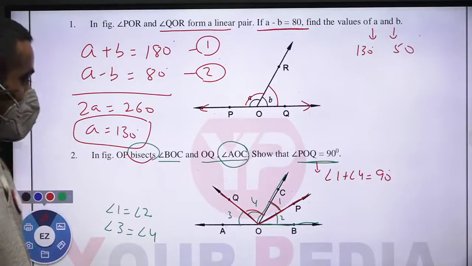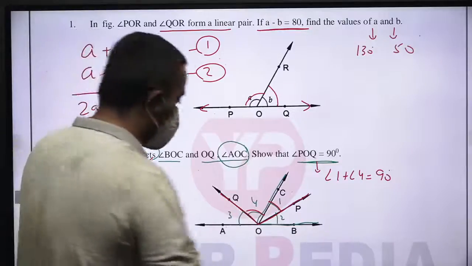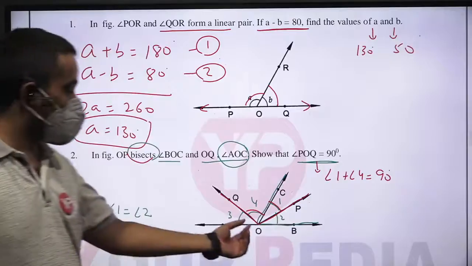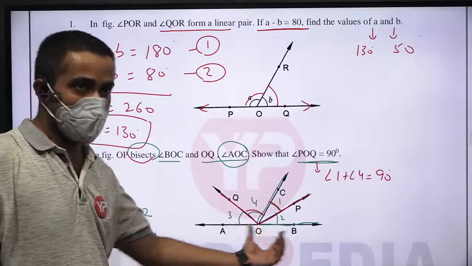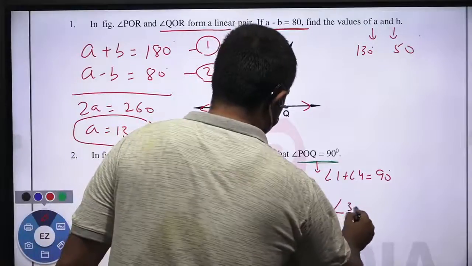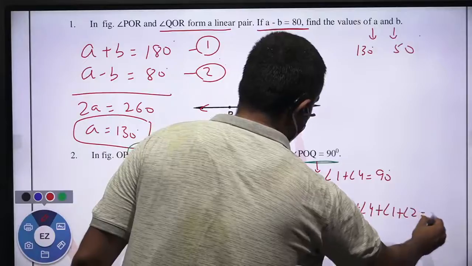Yes. As you know, angle 1 plus angle 2 plus angle 3 plus angle 4 will form a linear pair, because OA and OB have a common vertex, the initial point, and two opposite rays. So their sum, angle 3 plus angle 4 plus angle 1 plus angle 2, will be equal to 180.